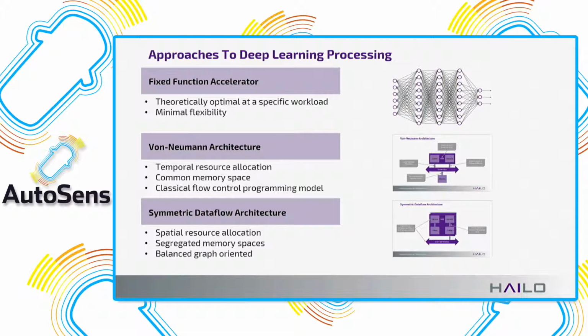Among the programmable approaches, I think there are 2 opposites. One is the well-known von Neumann architecture, which is by far the most dominant form of computing. I'll try to describe it from a neural network perspective. There are many aspects to this architecture, but one is that you're doing your resource allocation to different layers in the network in a temporal manner. You're doing one layer after the other.